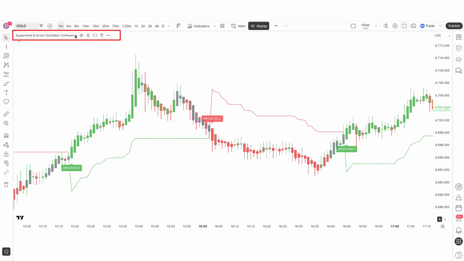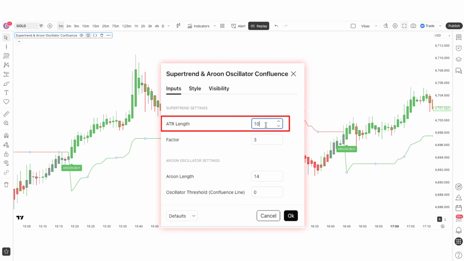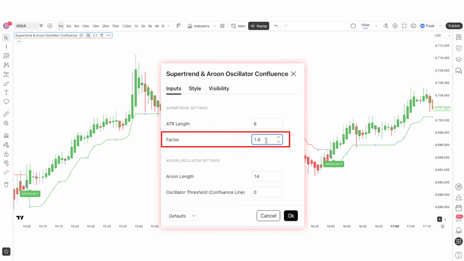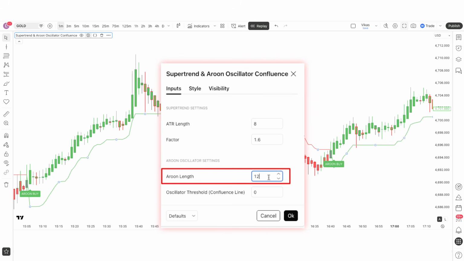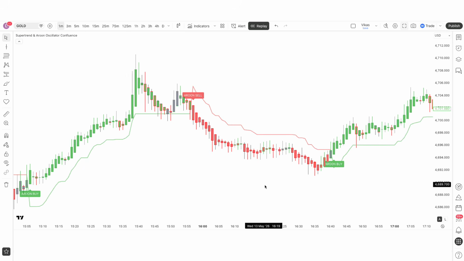Now the indicator settings change for perfect signals. First we change ATR length 10 to 8, after that change factor 3 to 1.6, after that change Arun length 14 to 11. Here everything is fine after that. Click OK. Now we'll add one more indicator to make this strategy more powerful.